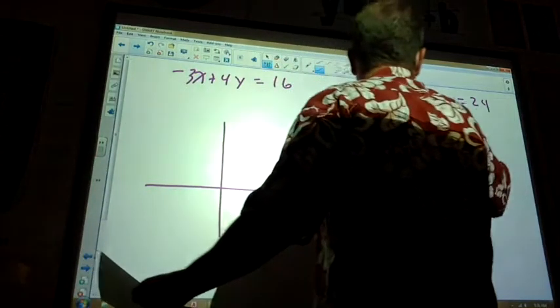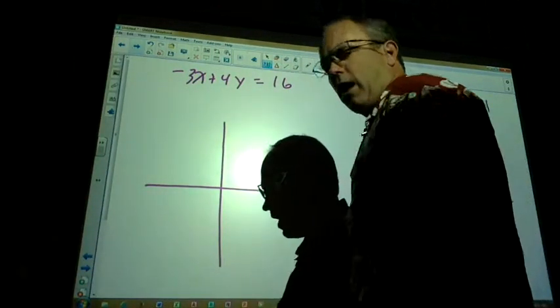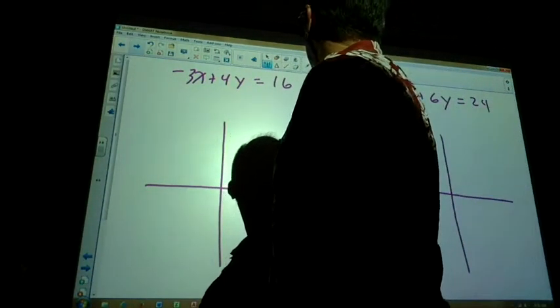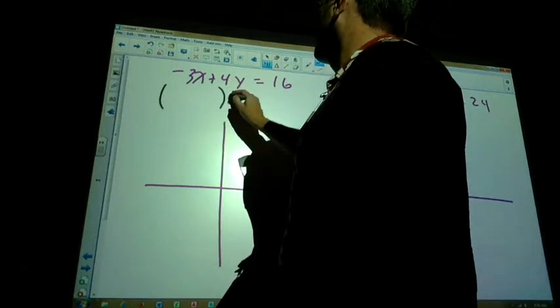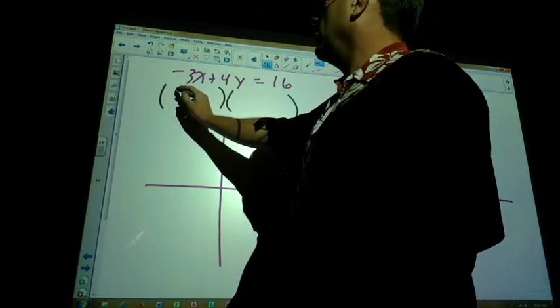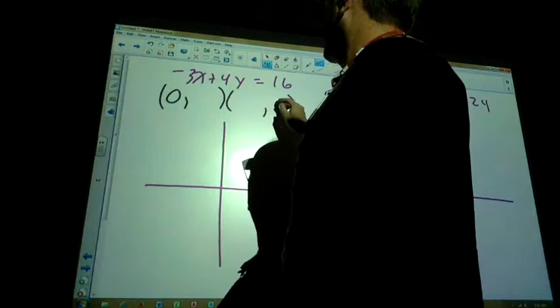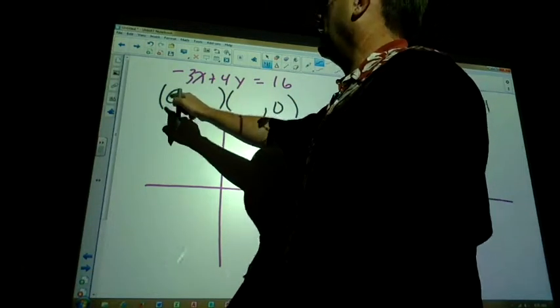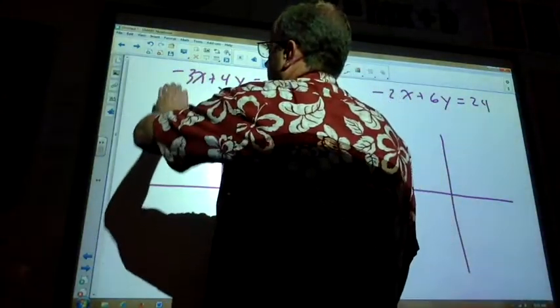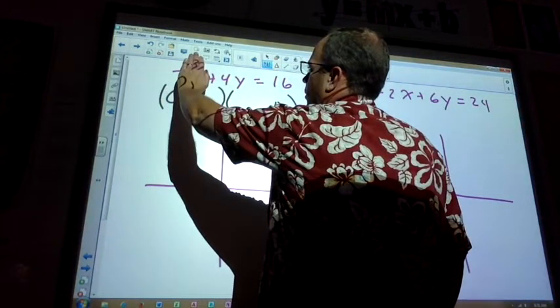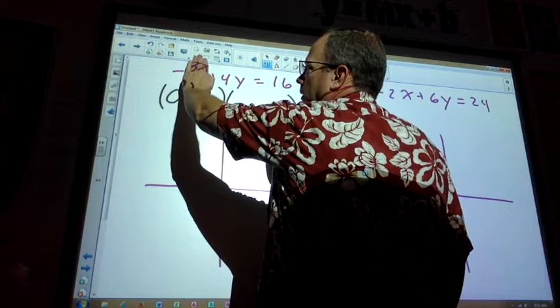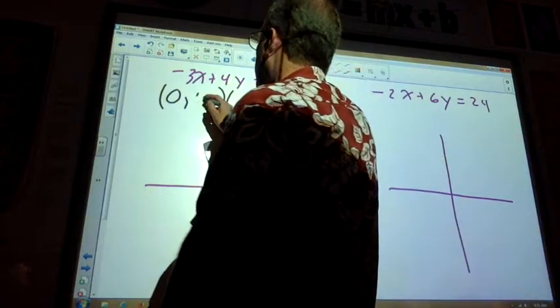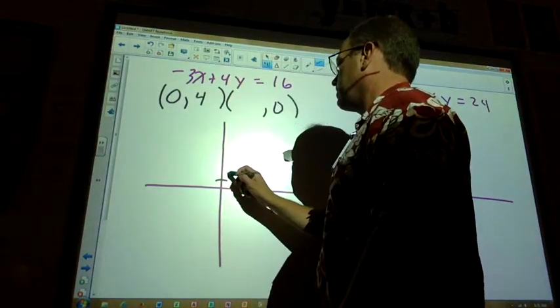Abby, what and where am I going to plug stuff in? 0 where? 0. And then second spot. Okay. Which is that spot right there? X. So negative 3 times 0 is 0. So I'm going to cover that up. So I get 4y equals 16. So what does y have to equal? 4.